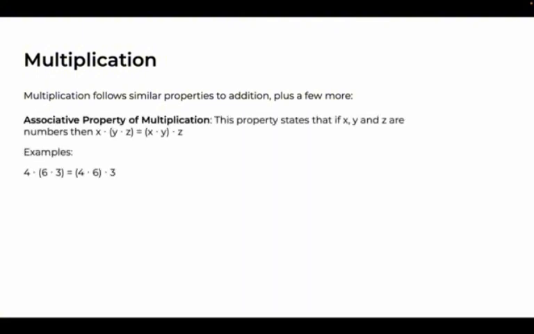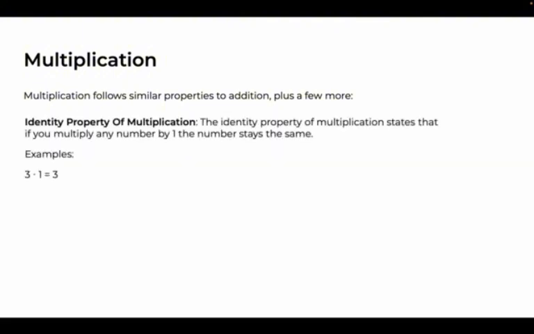Next, the associative property. This property states that if x, y, and z are numbers, then x times parentheses y times z equals parentheses x times y times z. This is also similar to the associative property of addition, and this property states that the way we group numbers when multiplying does not matter. Next, the identity property, which states that if you multiply any number by 1, the number stays the same.